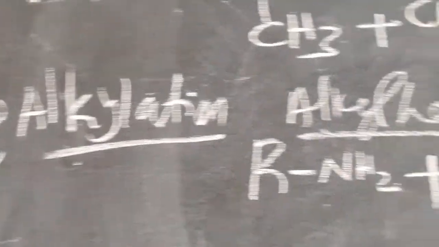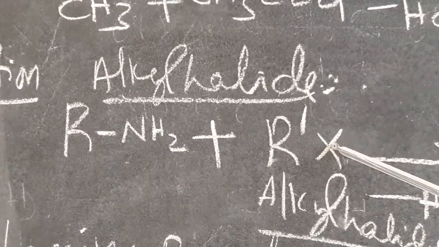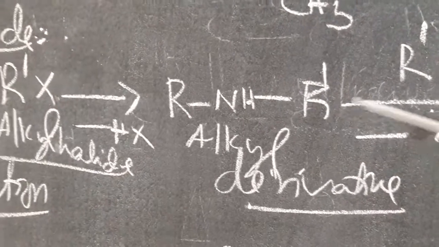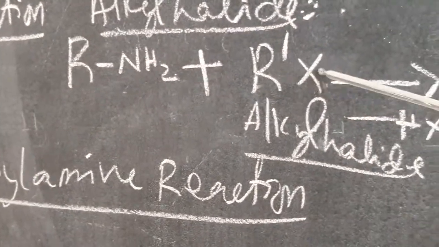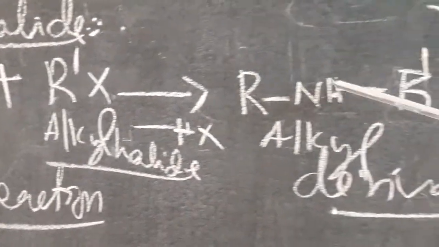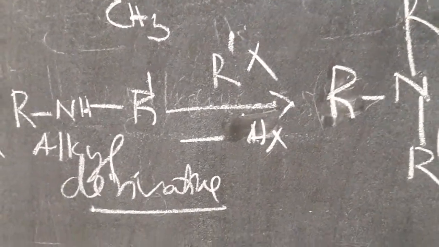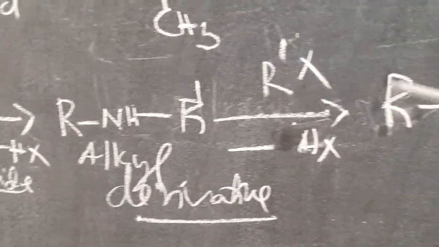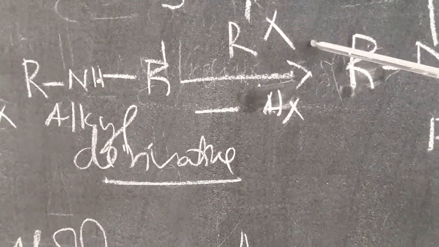You come to alkylation with alkyl halide. This is primary amine, this is alkyl halide. Primary amine and alkyl halide, you are getting RNH R dash, alkyl derivative, because hydrogen from here and X will be eliminated. Again the reaction can continue with another R dash X, another molecule. And you are getting again one more HX. This hydrogen and this X will be eliminated.